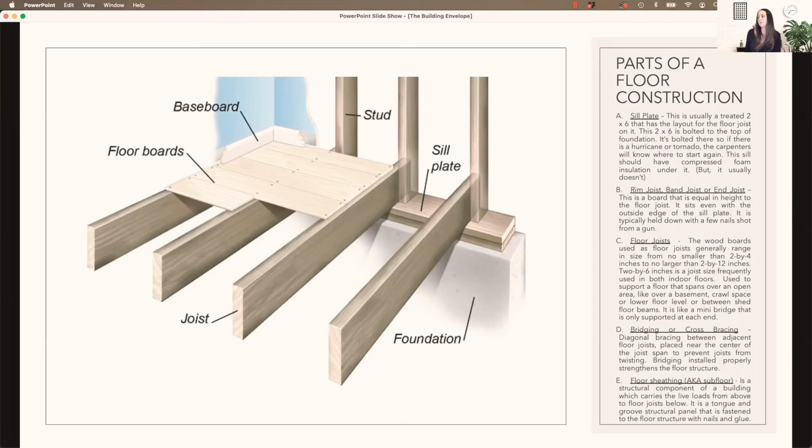The rim joist, band joist, or end joist, that's going to be the board that's equal in height to the floor joist, and it sits even with the outside edge of the sill plate. And then the floor joists, which are shown here, those are typically 2x4 or 2x6. It can even go up to 2x12.